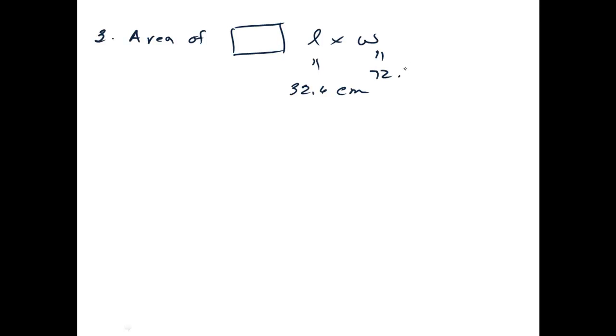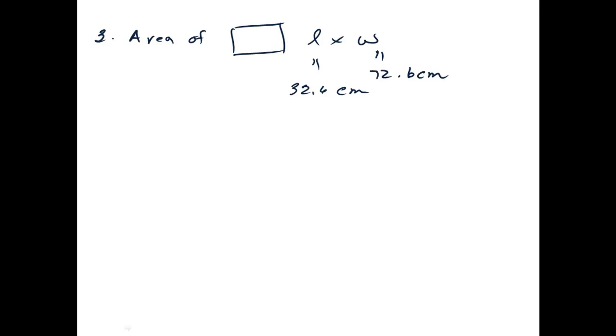The next question is a little bit more complicated. All right. So they tell you that the area of a rectangle is length times width. Length times width. If the rectangle has a length of 32.6 centimeters, and has a width of 72.6 centimeters, what is the area of the rectangle to the correct number of significant figures?